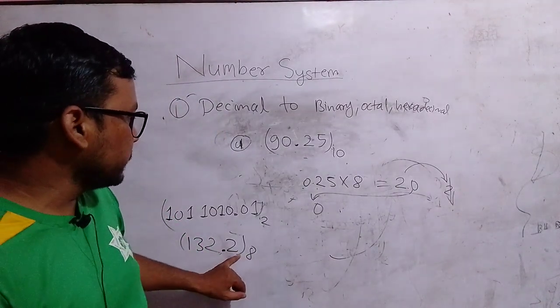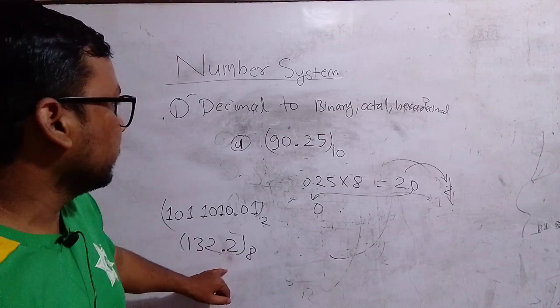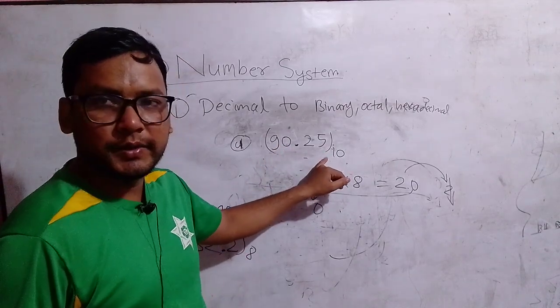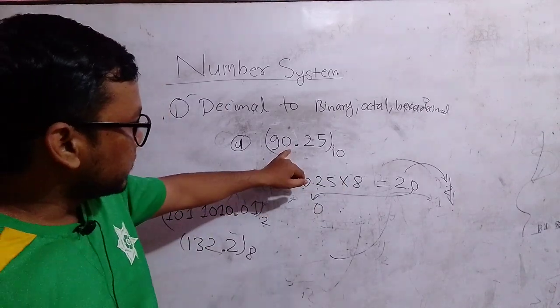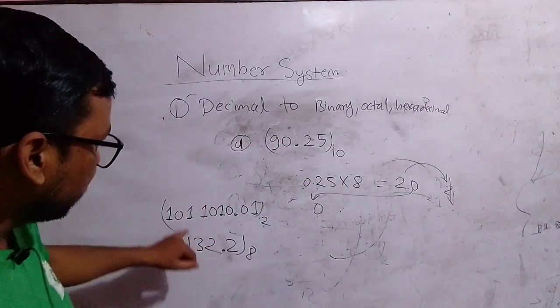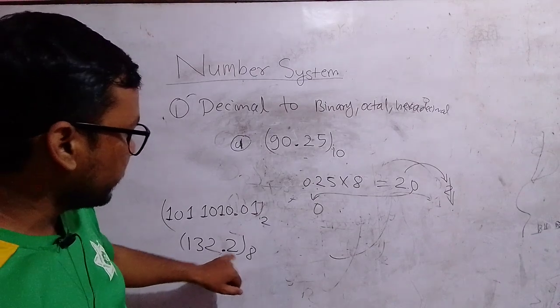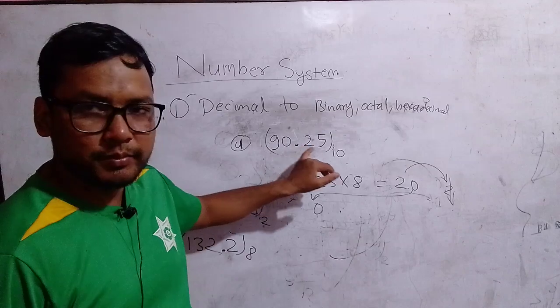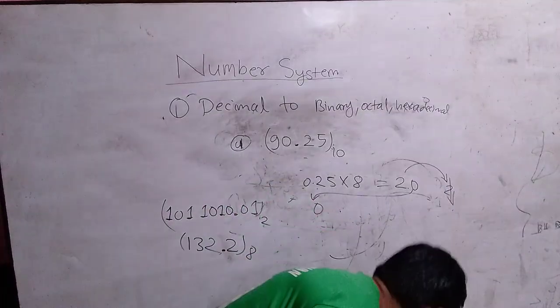132.2 is the equivalent octal number of 90.25 in the decimal number system. This is the decimal number system and its equivalent octal number system is 132.2. Similarly, to obtain the hexadecimal equivalent of this number, what would you do?